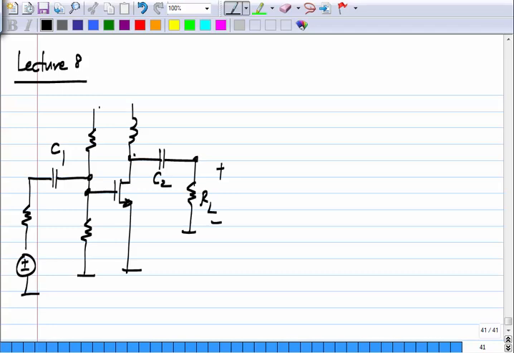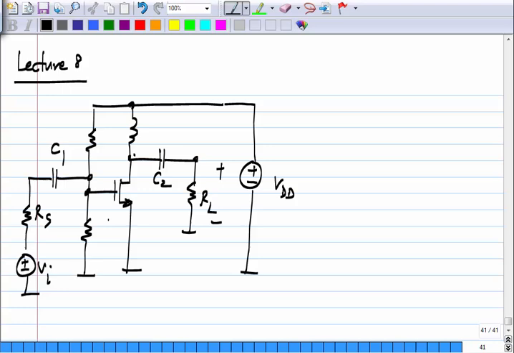And to bias the MOS transistor, we can use an inductor, but that is usually too bulky for low or medium frequencies. It is only at very, very high frequencies that you can reasonably use an inductor here. Okay. So, instead of an inductor, it is more common to use a resistor, but the disadvantage with the resistor is what?